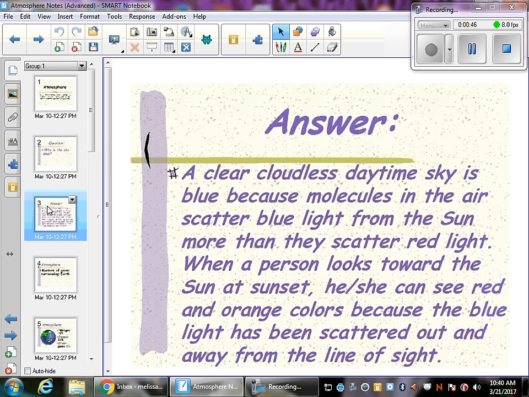The sky is blue because molecules in the air scatter blue light from the sun more than they scatter red light. When a person looks toward the sun at sunset, he or she can see red and orange colors because the blue light has been scattered out and away from the line of sight. And a lot of times when I ask students, they get slightly confused because they're like, oh, it's blue because of the ocean. Well, the ocean is blue because of the sky, and it's reflecting back that bluish color.